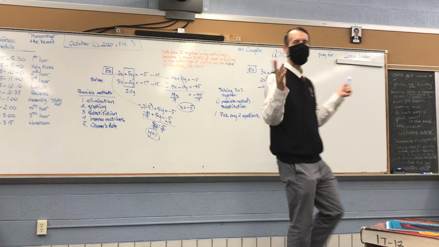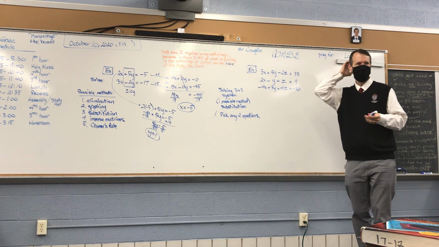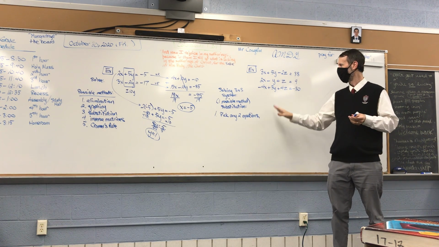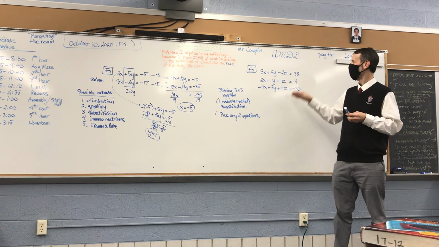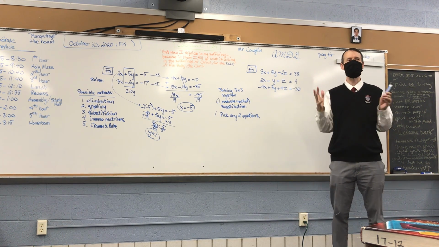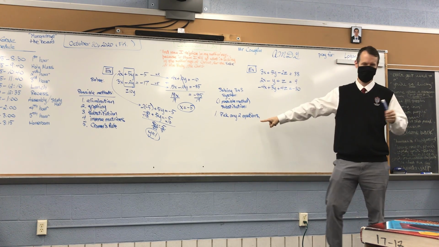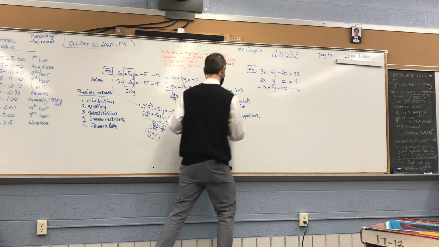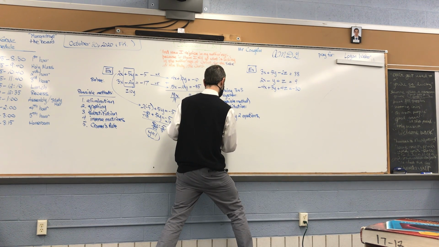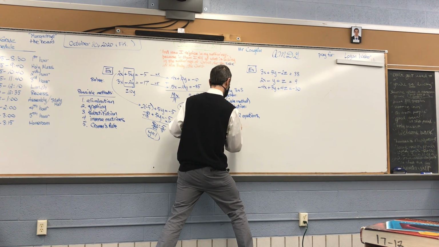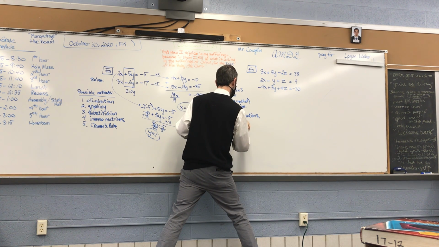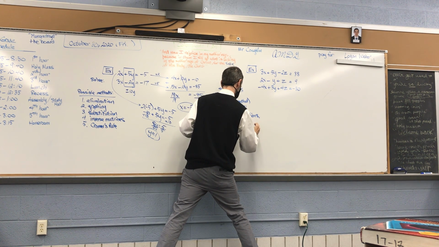But the point being, the human brain can only handle 2 things at a time. Look up here. There are 3 equations. We cannot do all 3 at the same time. Cannot. Pick any 2 equations. And here's the important part. Cancel any 1 variable.